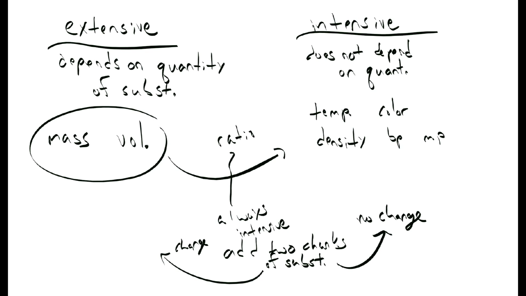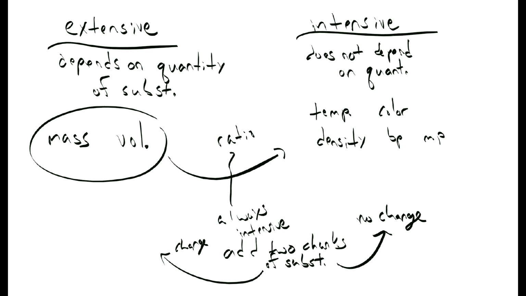You know, you have two things, they're both blue, you put them together, they're still blue. Okay, that's an intensive property. Two things, they're both at room temperature, you put them one on top of the other, they're still going to be at room temperature. Temperature is an intensive property. You know, density, boiling point, melting point. Those are all intensive properties.